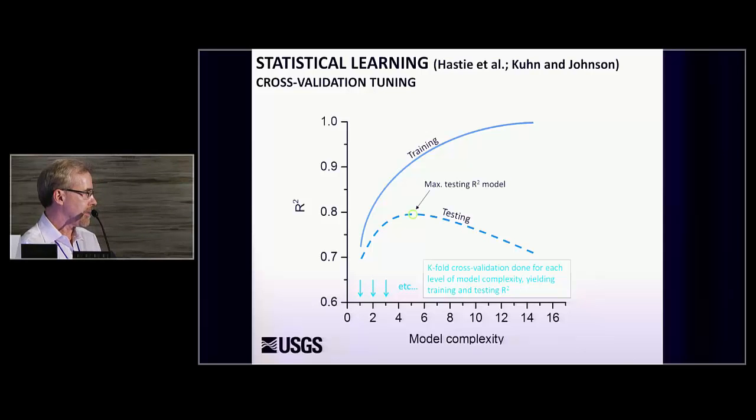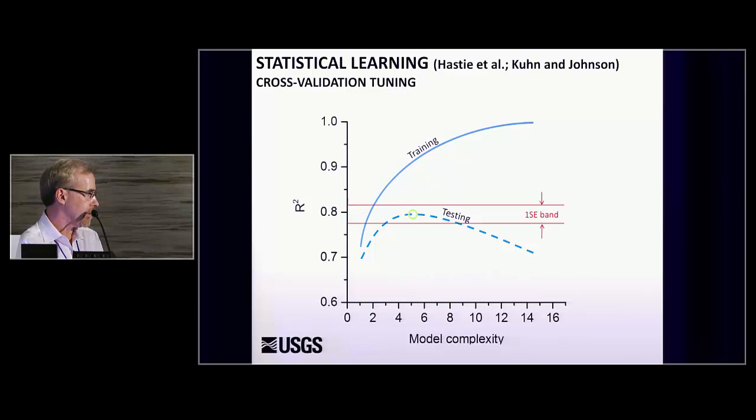So focusing on this, you could say, well, this is my best model because it's got the maximum testing r squared. But we also put one standard error bands on here, and we take a look at simpler models that still have an r squared within one standard error of the maximum testing r squared. Sometimes this has benefits for holdout data that are sequestered and not used in training or cross-validation.